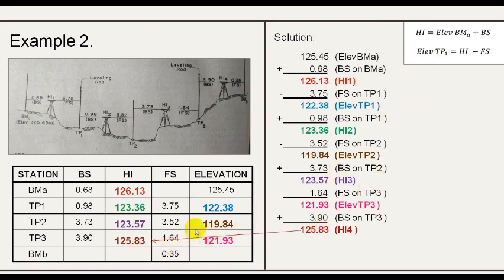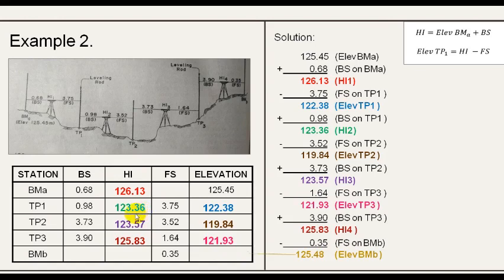The last is to determine the elevation of benchmark 2. So we'll use the second formula. The elevation of benchmark 2 is equal to the height of instrument, 125.83, minus our foresight reading, which is equal to 0.35. So that will give us the elevation of benchmark B, which is equal to 125.48. Okay, so this is our complete differential level notes.